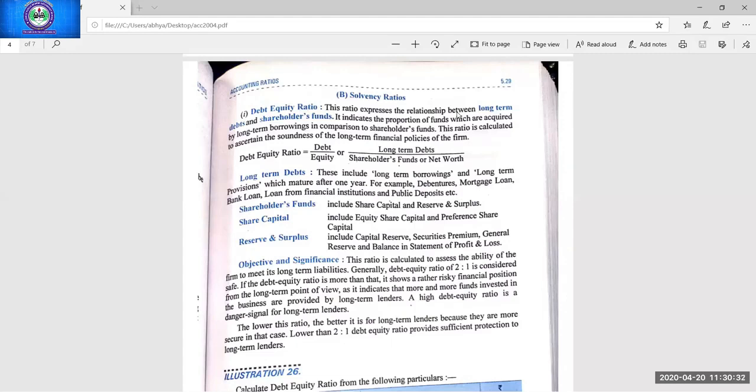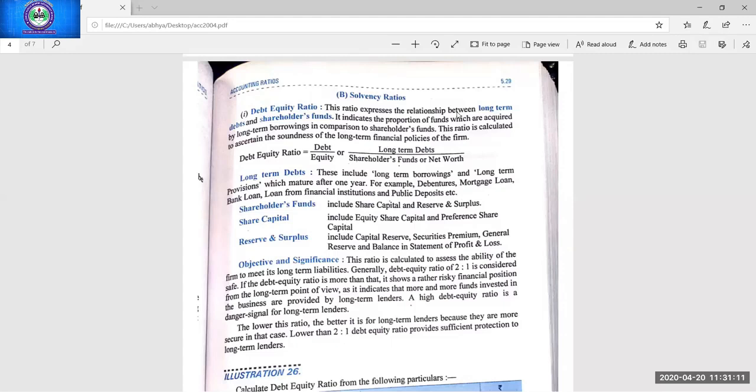So this ratio is calculated to assess the ability of the firm. This is the objective, it can come in a one marker question. Ability of the firm to meet its long-term liabilities, whether the firm is able to meet its liability on time or not. And which type of liability? Non-current liability. So if the debt equity ratio is more, then it shows a greater, rather risky financial position from the long term point of view. It indicates that more and more funds invested in the business are provided by long term lenders. Yes, the ideal ratio for this is 2 is to 1.